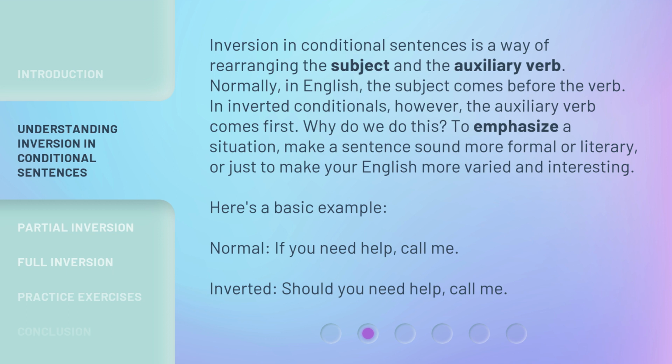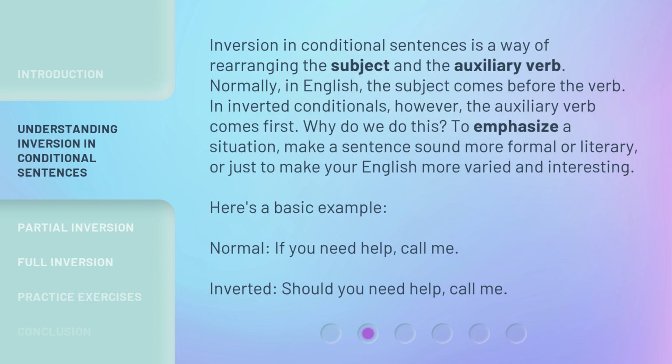Inversion in conditional sentences is a way of rearranging the subject and the auxiliary verb. Normally, in English, the subject comes before the verb. In inverted conditionals, however, the auxiliary verb comes first. Why do we do this? To emphasize a situation, make a sentence sound more formal or literary, or just to make your English more varied and interesting.